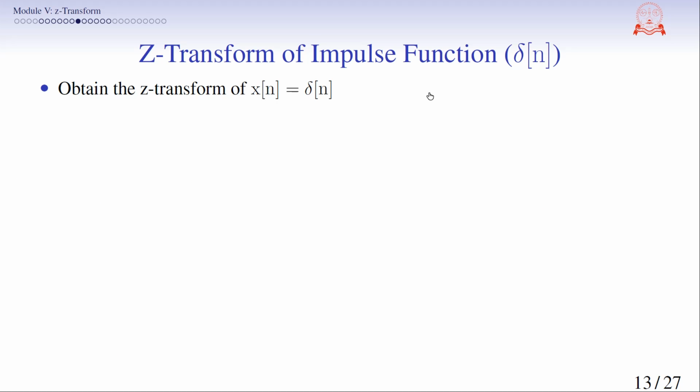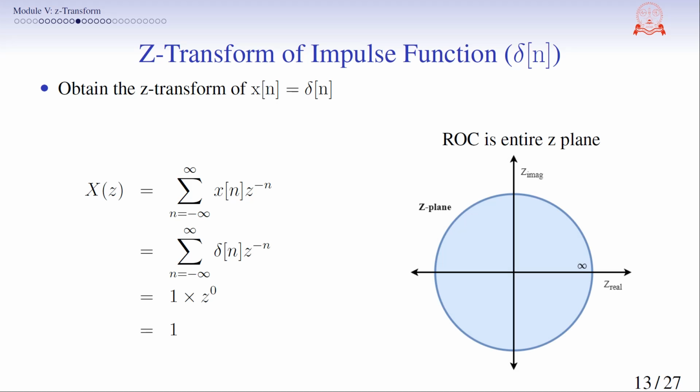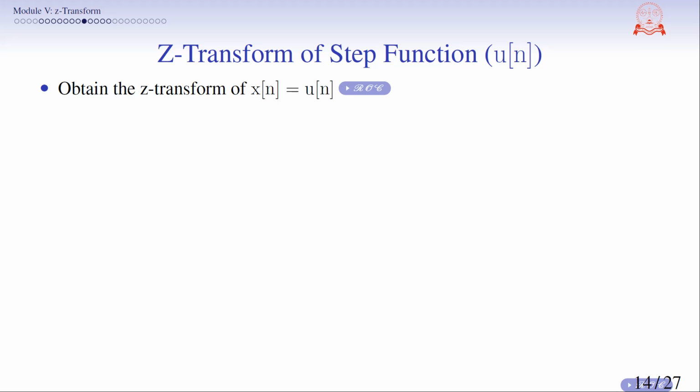So compute the z transform for an impulse function, that is del of n. So we know that my delta function is valued only for x of n at n equal to 0. When n is 0, the value will be 1, and in all other cases the value is 0. So 1 times z raised to 0, that's a 1. So the ROC will be the entire z plane including 0 as well as infinity. This has been told.